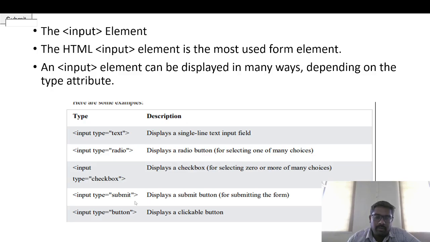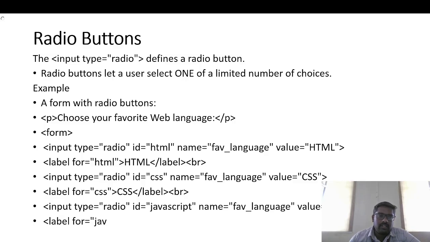And finally, we have to submit the form. The submit input displays a submit button, and we create a button to ensure it is clickable. Now we have another example for the radio type. Here I am creating a form with radio buttons in a paragraph asking to choose our favorite web language. I have three languages that I am familiar with: HTML, CSS, and JavaScript.